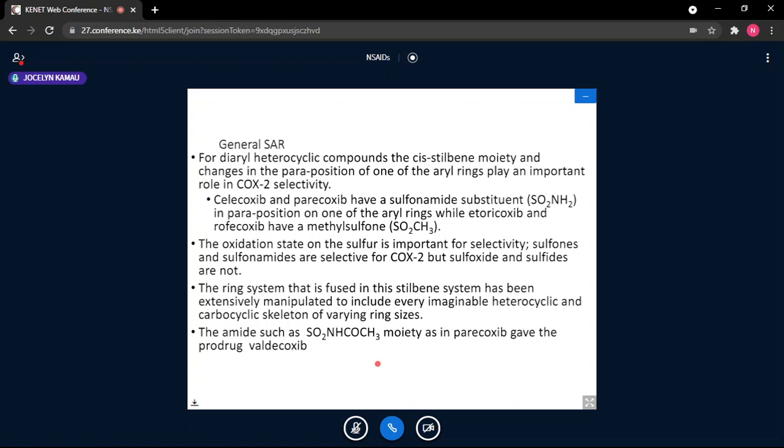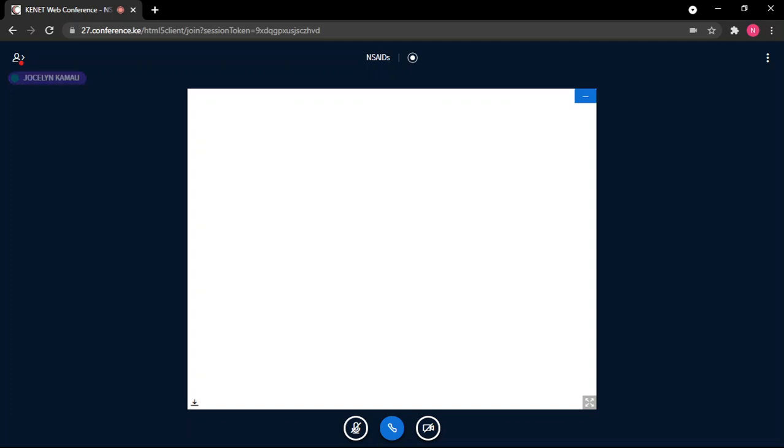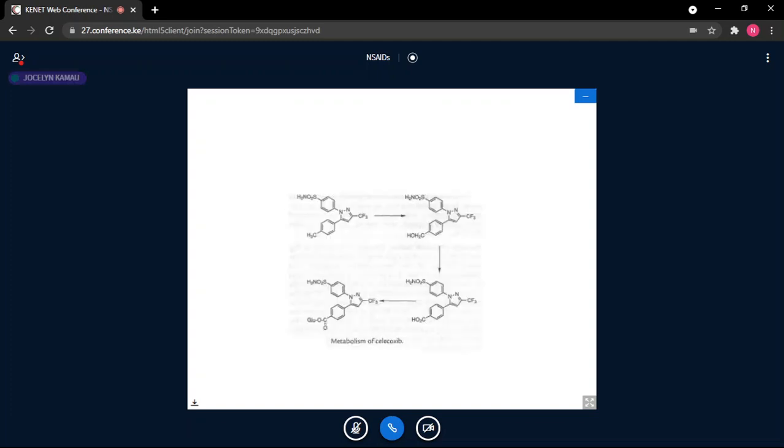Now you're looking at the SAR. For the diaryl heterocyclic compounds, you can see they have both rings, the phenyl rings. For the diaryl heterocyclic compounds, the cis-stilbene, I don't know whether I've drawn it. I believe I most probably have. Oh, I didn't.